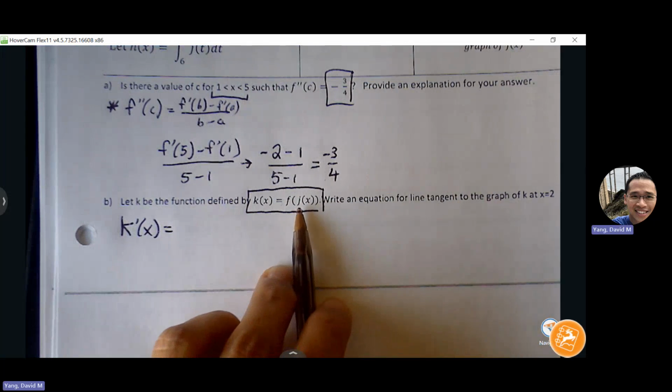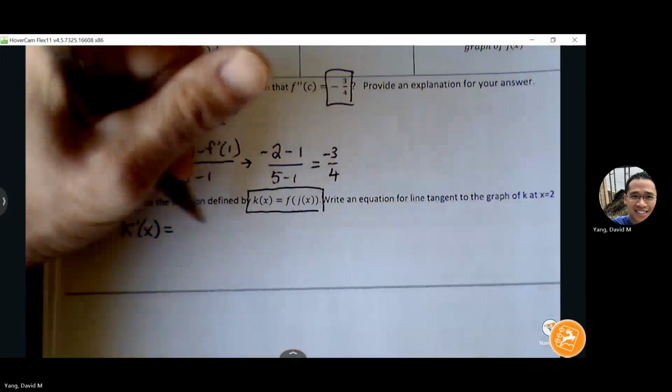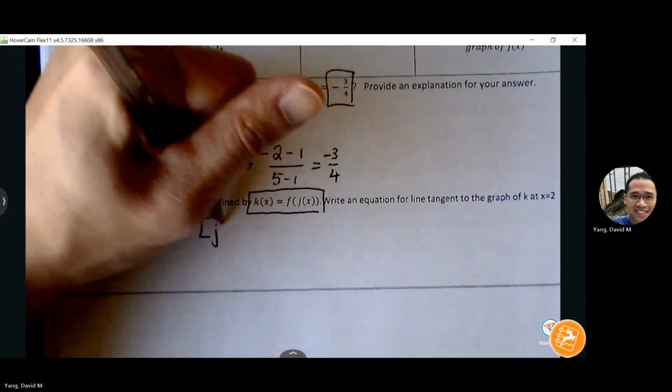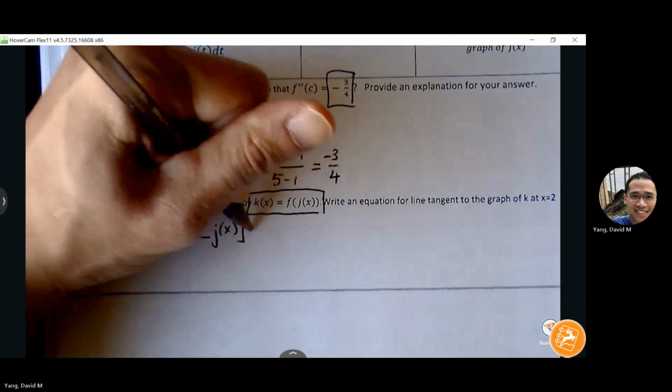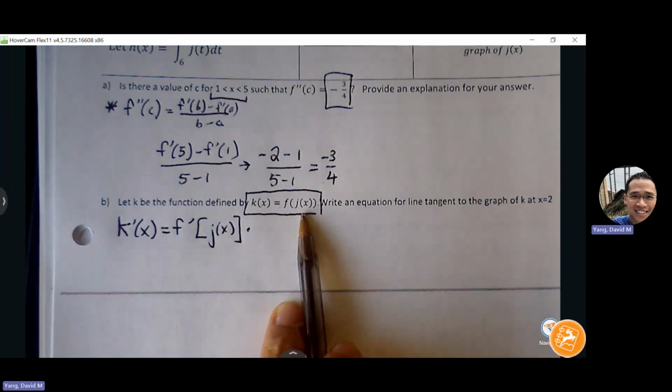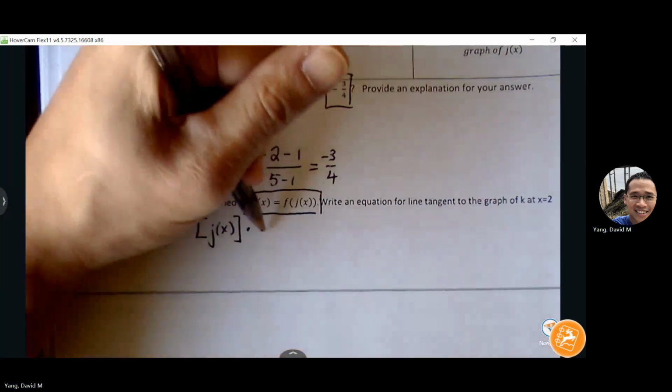So what's the outside function's derivative? Yeah, f prime. We keep the inside intact, times the inside derivative. What's the inside? J prime, yep.